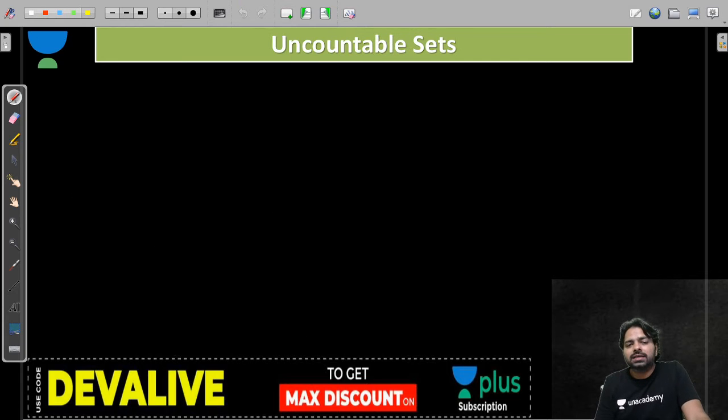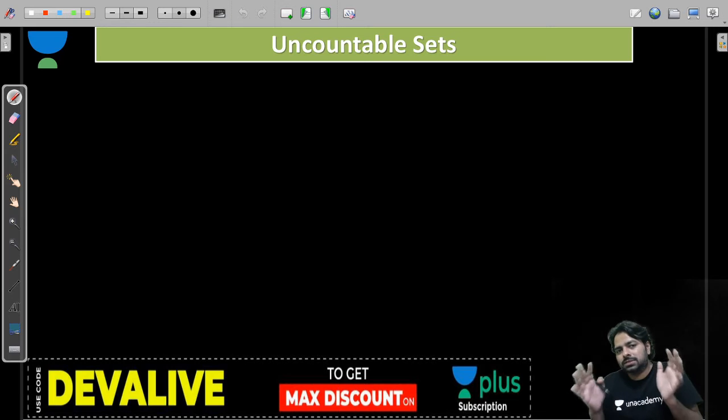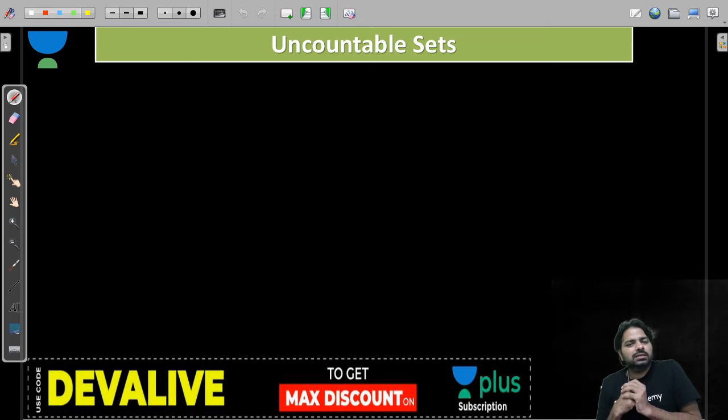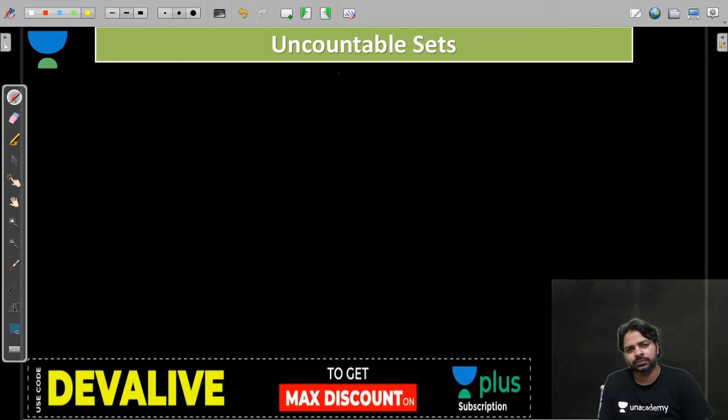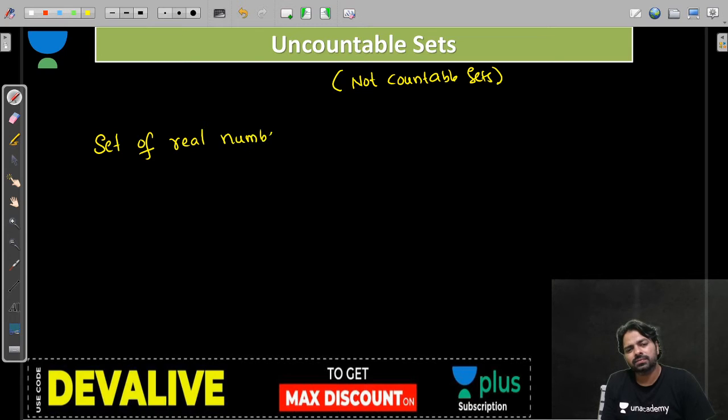What is uncountable set? Guys, infinite sets are of 2 types. Some are countable, some are uncountable. Which sets are uncountable? Whichever set is not having bijective mapping with any countable set. An uncountable set is also called not countable. Examples: very easy one first, the set of real numbers is a very famous set which is uncountable.